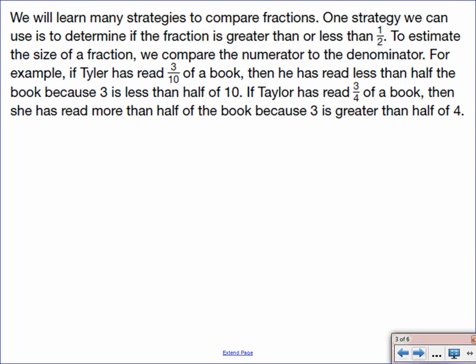We will learn many strategies to compare fractions. One strategy we can use is to determine if the fraction is greater than or less than 1/2. To estimate the size of a fraction, we can compare the numerator to the denominator. For example, if Kyler has read 3/10 of a book, then he has read less than half because 3 is less than half. Half of 10 would be 5. So 3/10 is less than 5/10.